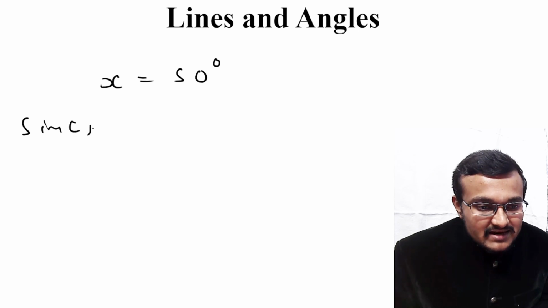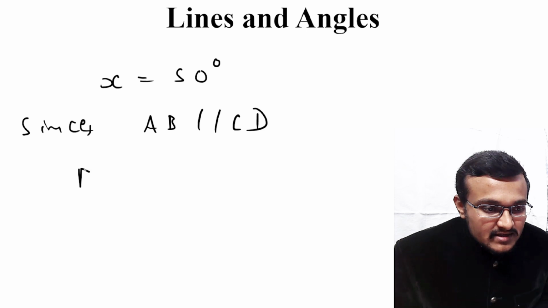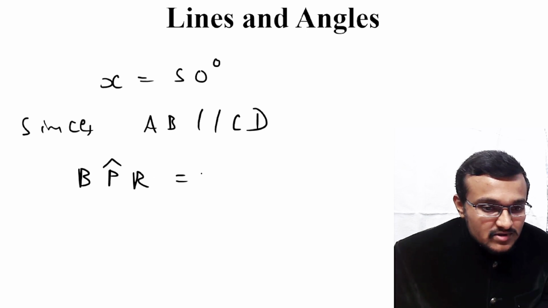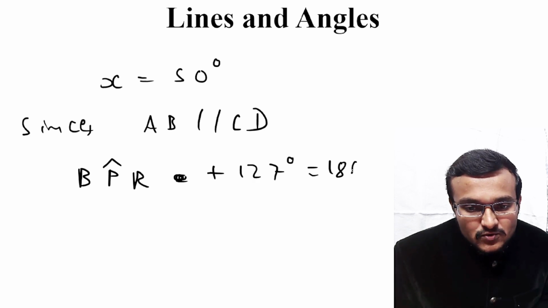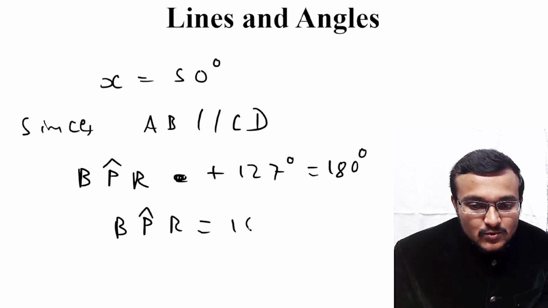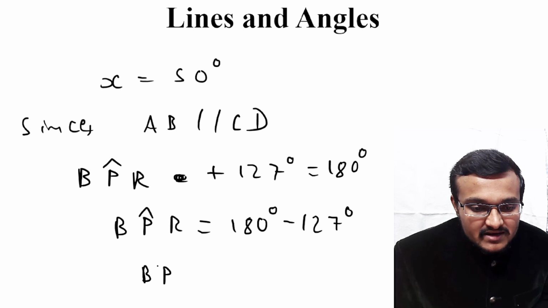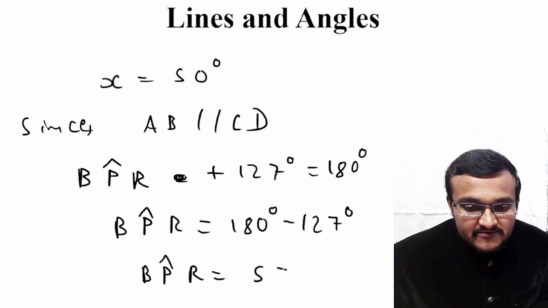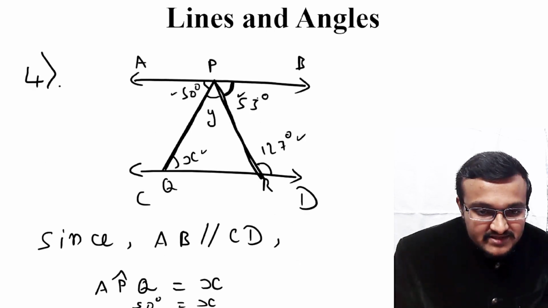Since AB is parallel to CD, here BPR plus 127 degree will be equal to 180 degree. So BPR is equal to 180 degree minus 127 degree. So BPR will be equal to 53 degree. So that means here we are getting this as 53 degree.